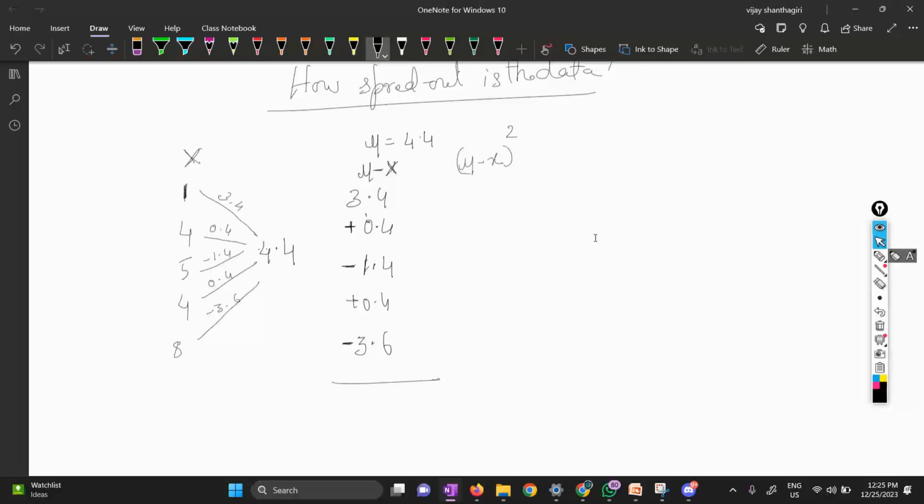11.56. How much is that? 11.56. Okay. Then you have 0.16. So the next one is actually 0.6. It is minus 0.6. The number itself, mu minus x, is minus 0.6. So it would be 0.36. Okay. Then again the same 0.16.